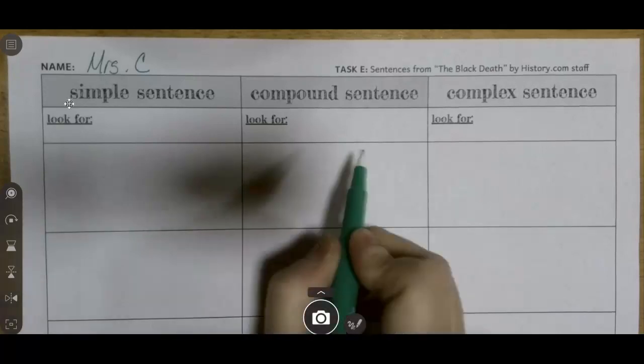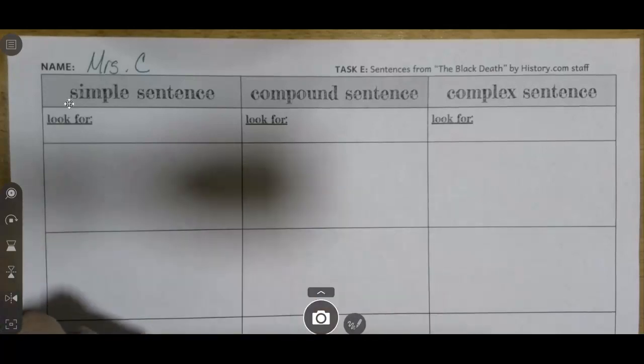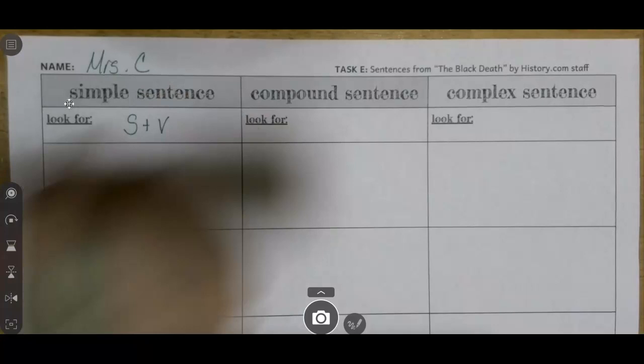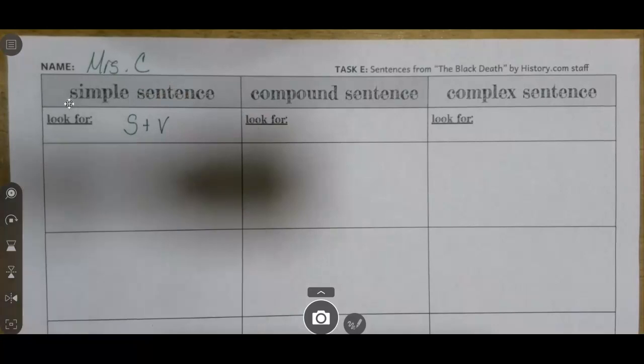So let's do a quick review of types of sentences and what we are going to look for when we're sorting these sentences. A simple sentence is going to have one subject and a verb, and it might have prepositional phrases and infinitives and things like that. So we're going to get rid of those things before we try to identify them.